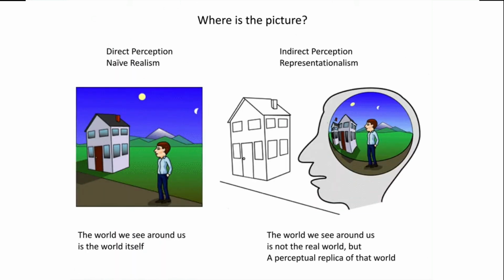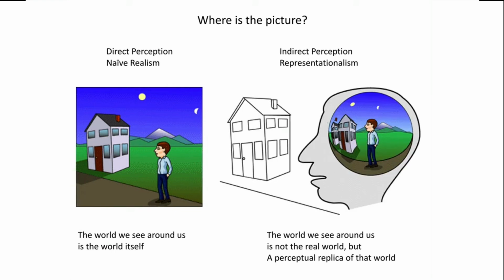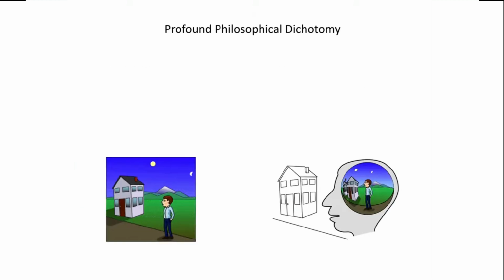This is an ancient debate that goes back to whether perception is direct or indirect. Direct perception, or naive realism, is our natural, intuitive understanding of vision that we see the world around us as the world itself. Indirect perception, or representationalism, suggests that the world we see around us is a perceptual replica of that world in an internal representation.